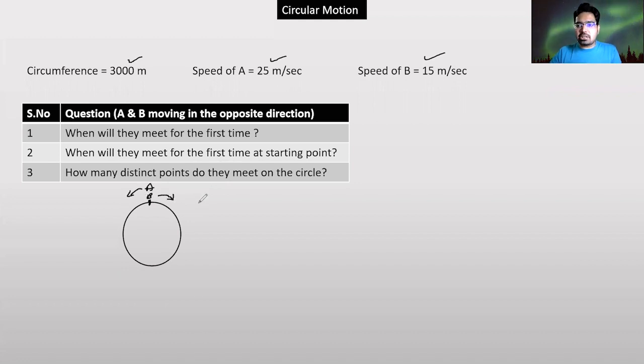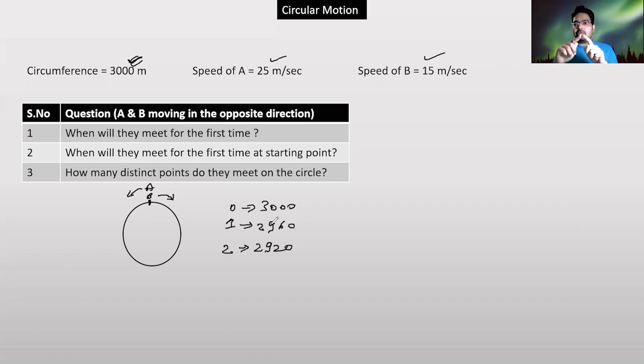Now, if A is moving in this direction and B is moving in this direction, then the initial distance between the two will be nothing but the entire value of the circumference. That has to be reduced to 0 when they have to meet, isn't it? So when time was 0 seconds, the distance between the two was 3000 meters. When the time is 1 second, the distance would have reduced by 40 meters, because A would have traveled 25 meters and B would have traveled 15 meters. So out of this 3000 meters, 40 meters would have been covered. So 2960 will be the leftover distance between the two. At the end of 2 seconds, what will be the distance left over between the two? 2920 meters, right? So effectively, what are we saying? They are coming closer to each other, right? So when will be the first time that they'll meet on the circle?